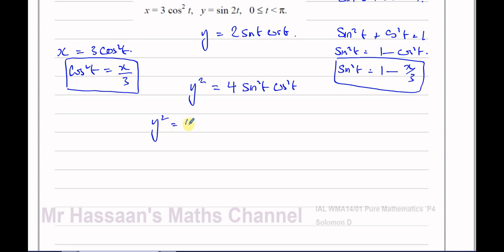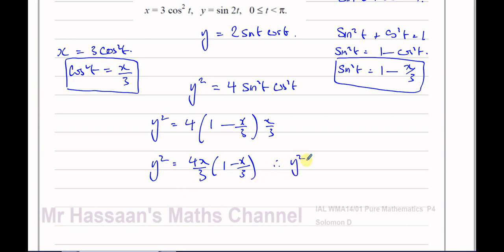So y squared equals 4 times this, which is 1 minus x over 3, times cosine squared t, which is x over 3. Okay, so if I just now expand this, sorry, let me just do that properly. That's going to be 4x over 3 times 1 minus x over 3, which gives you y squared is equal to 4x over 3 minus 4x squared over 9. You can leave it like this if you want, that's fine.